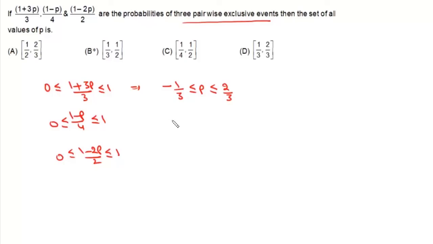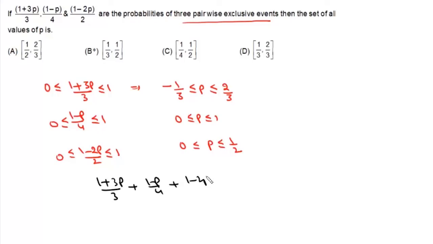From this we'll get P lies between 0 and 1, and from here we'll get the condition that P lies between 0 and 1 by 2. And since these events are pairwise exclusive, the probability of A union B union C is simply PA plus PB plus PC, which is (1 plus 3P) by 3 plus (1 minus P) by 4 plus (1 minus 2P) by 2. It should also be greater than or equal to 0, but less than or equal to 1.